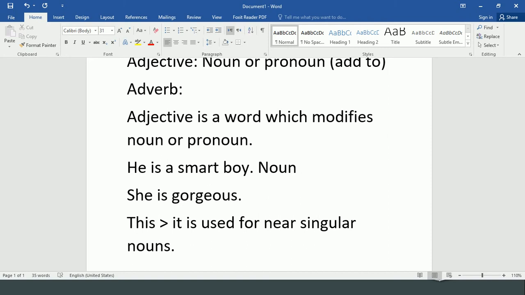For example, something that you can touch. Something that you can touch it. When something is near you and you can touch it, we use this demonstrative adjective.